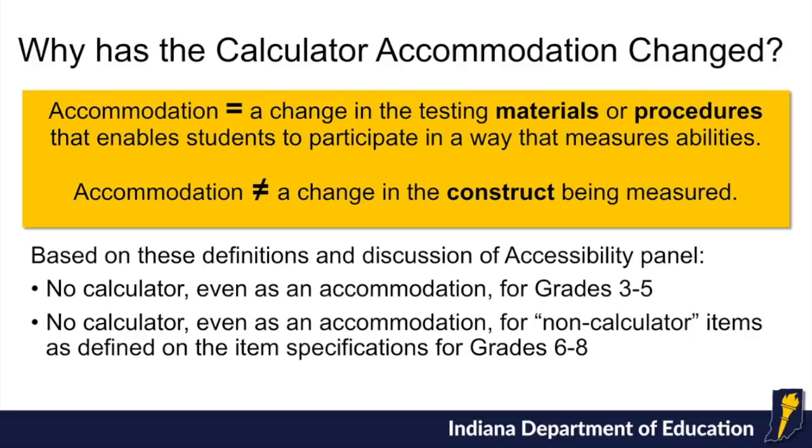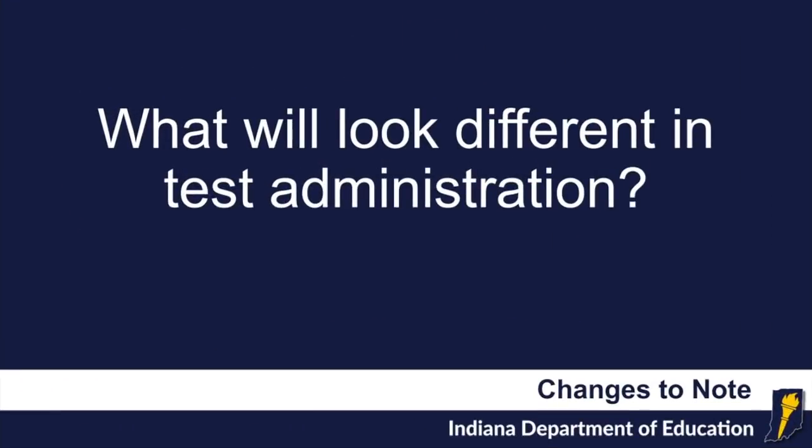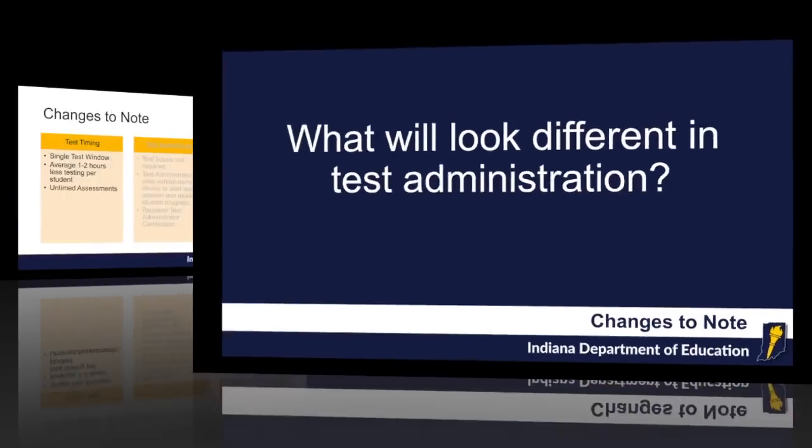You may notice that a hundreds chart for grades 3 through 8 and a 9x9 multiplication table for grades 6 through 8 are new available accommodations. As we prepare to wrap up, let's discuss a few important changes to note with the upcoming test administration.